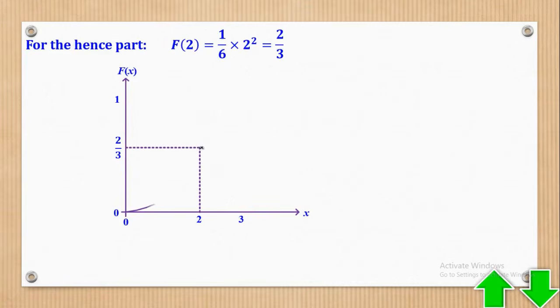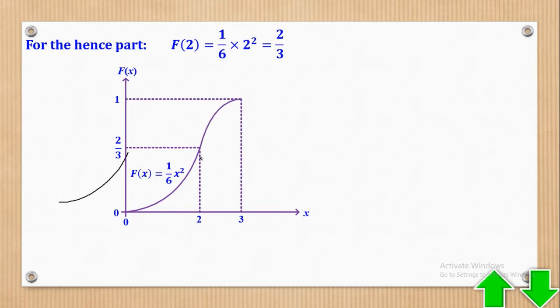So 2 corresponds with this. Because this is a positive coefficient of x squared, it will be in that form. Then between 2 and 3, because the coefficient of x squared is negative, it will be in this form. Then from 3 onwards, it is 1.